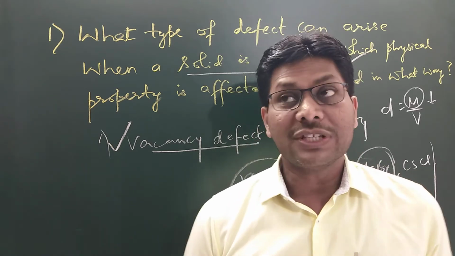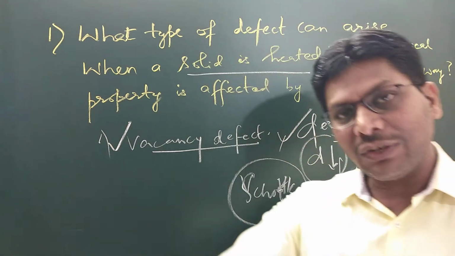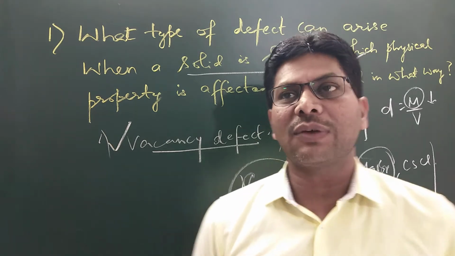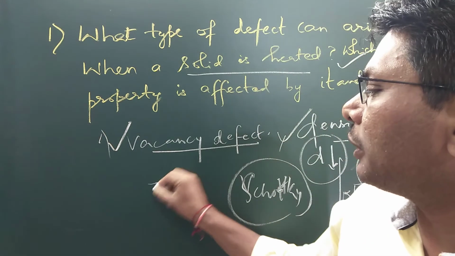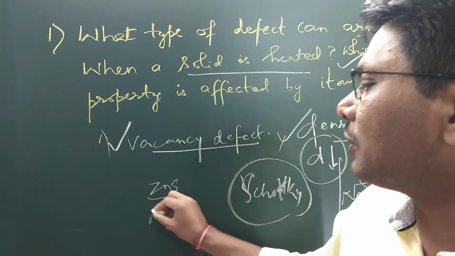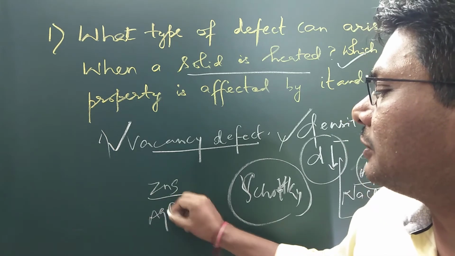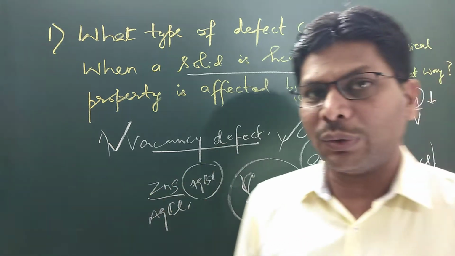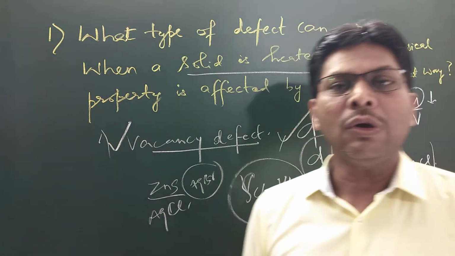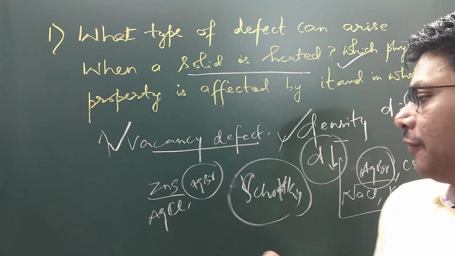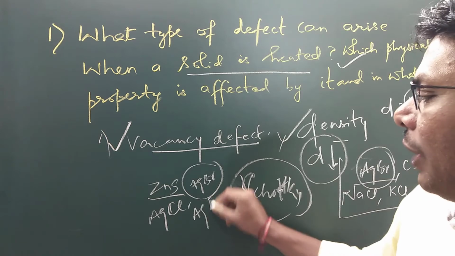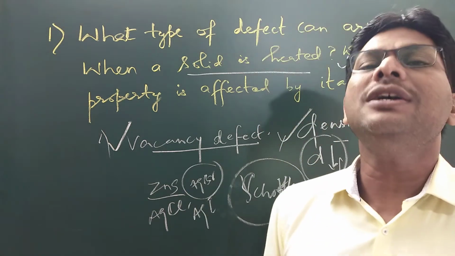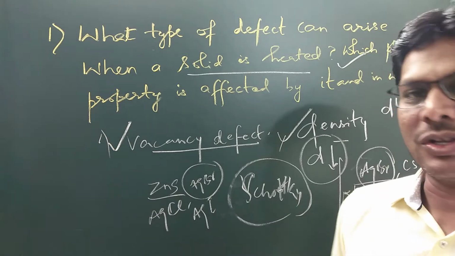These are shown by such ionic compounds where the sizes of cation and anion vary. They are common in ZnS or silver halides, AgCl, AgBr. AgBr is unique because, as I have already told you, AgBr shows both Schottky defect as well as Frenkel defect, as well as AgI. Why do they show Frenkel defect? Because Zn2+ and Ag+ ions are really small cations.